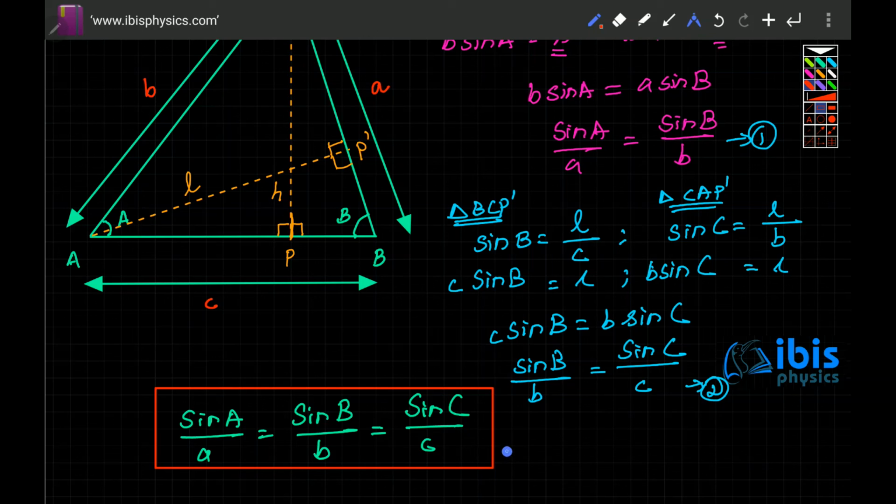And once you are thorough with this, we are going to apply it in Lami's theorem, for three forces acting such that they form a triangle. In such a case, we will be applying this to arrive at Lami's theorem.